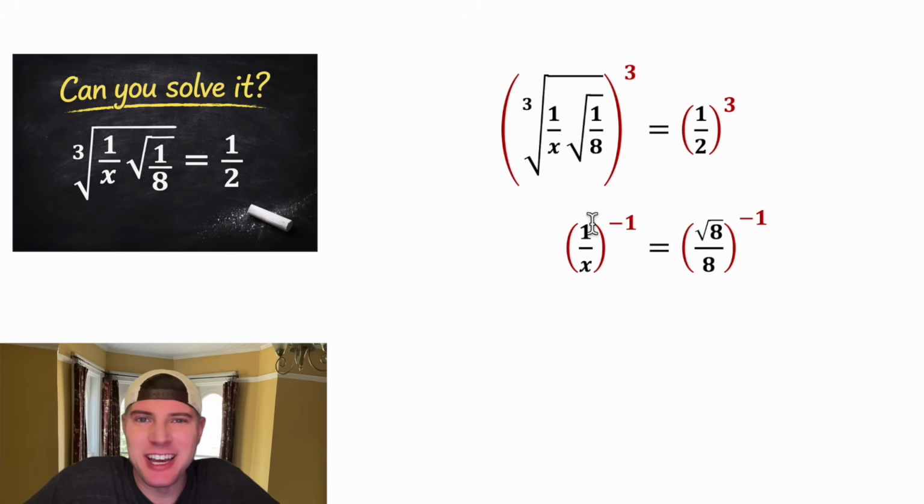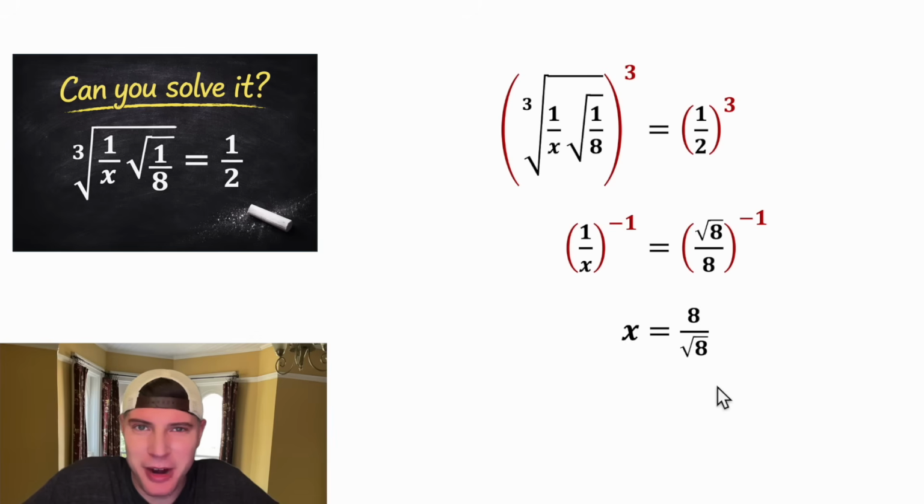So on the left-hand side, 1 over x to the -1 exponent is x over 1. You flip the fraction upside down. And x over 1 is the same thing as x. And then on the right-hand side, root 8 over 8 to the -1 exponent is 8 over root 8. You just flip the fraction upside down. And now we have 8 over square root of 8.